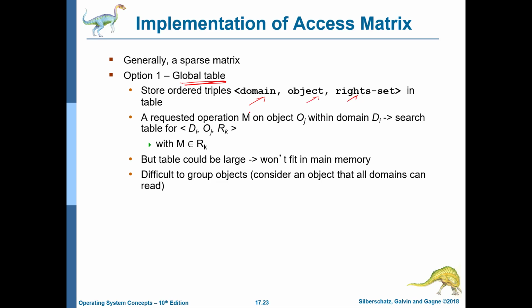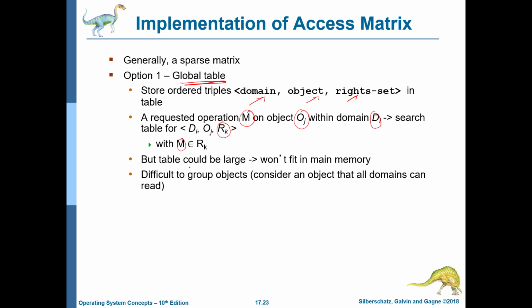So for any requested operation M on object Oj with domain Di, all that you need to do is search for Di, Oj, and Rk. Rk is the right set, where you want the operation to be within Rk. So if you are able to find such a triple, and the operation you are requesting is within its right set, then there is no problem at all. The operation may be allowed.